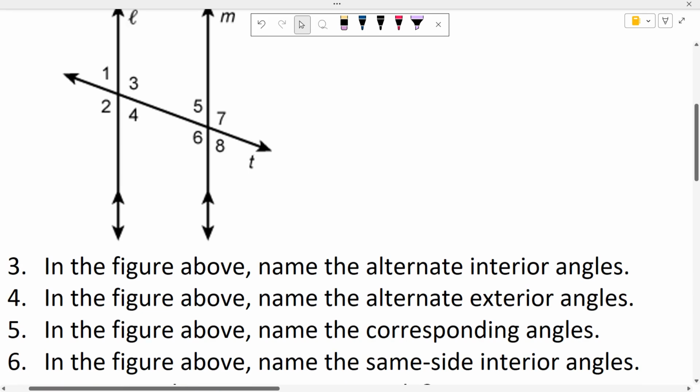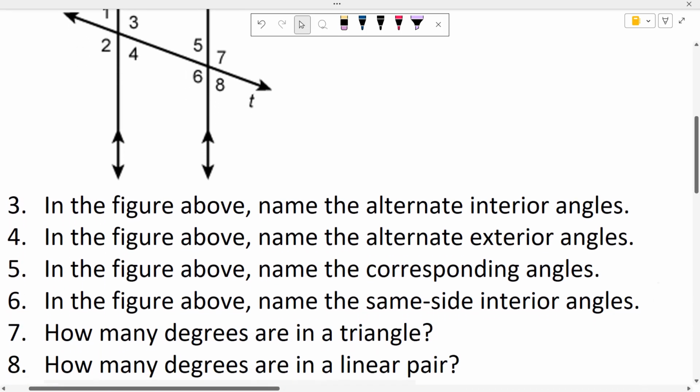Same side interior angles. What are 2 same side interior angles, Lexi? 3 and 5. Alicia, what's the other pair? 4 and 6. Okay? So, you have to know those types of angles. Alternate interior, alternate exterior, corresponding, and same side interior.